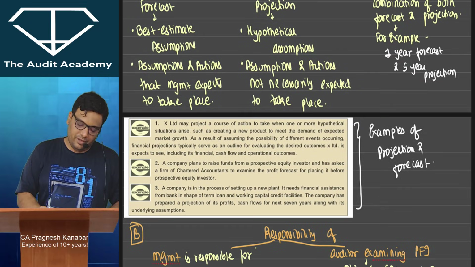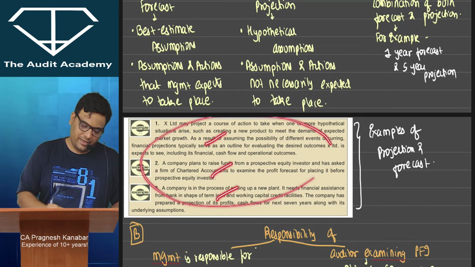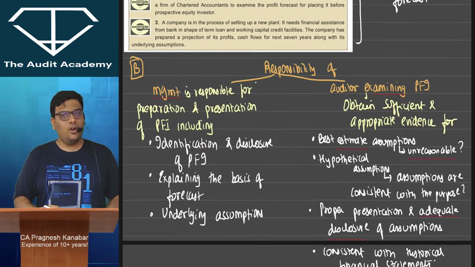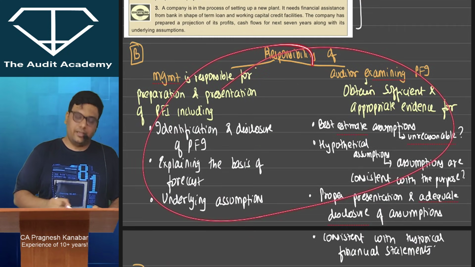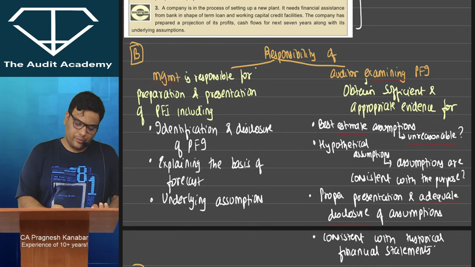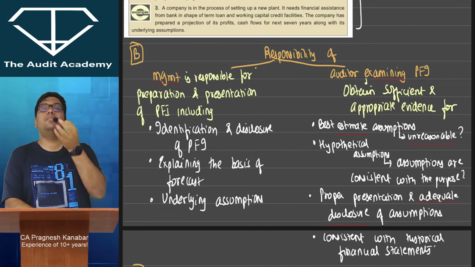Alright, the module has given some examples. I have printed a snapshot over here, and it is better if you read these examples once. Now this particular point will exactly tell you who has to do what, whose responsibility is what. What will be the responsibility of the management?